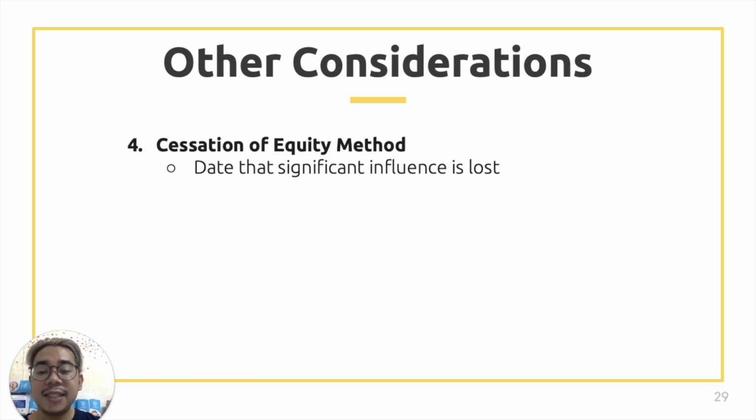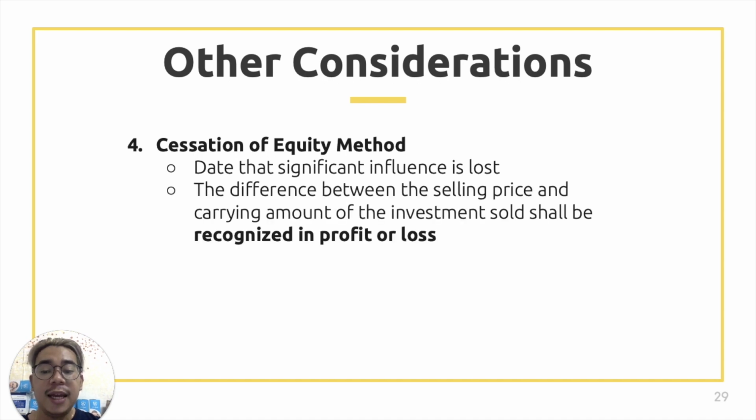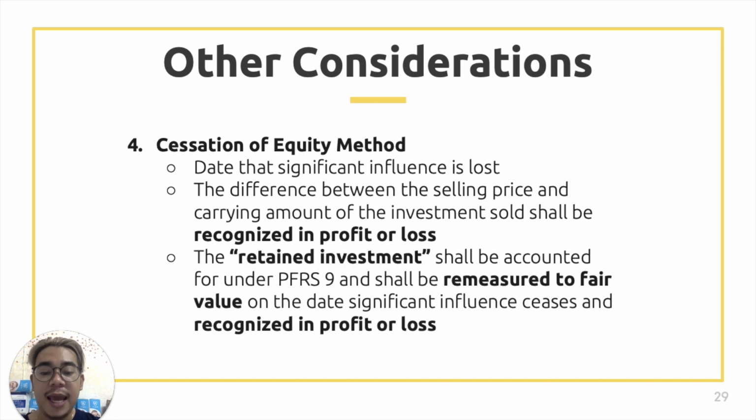And finally, cessation of equity method. Kailan to mangyayari? When significant influence is lost. The difference between the selling price and the carrying amount shall be recognized in profit or loss. The retained investment, if ever meron, shall be accounted for under PFRS 9 and shall be remeasured to fair value. And the changes or the difference recognized in profit or loss.